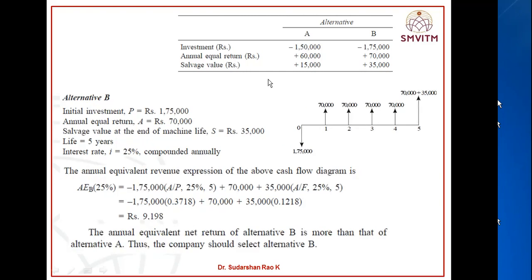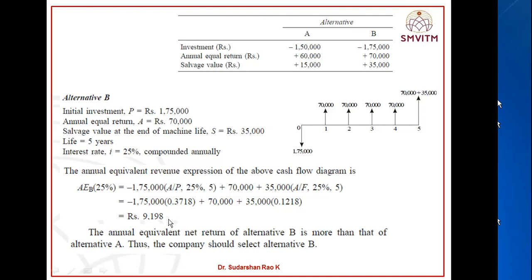The second alternative B has an initial investment of 1,75,000, and every year 70,000 returns and 35,000 salvage value. Therefore the present and the future should be converted to annuity: minus 1,75,000 A by P 25% 5, plus 70,000 annual revenue, and the salvage value also returns a benefit. Therefore the future 35,000 should be converted to annuity. So it is 9,198. Therefore alternative B has the highest benefit.